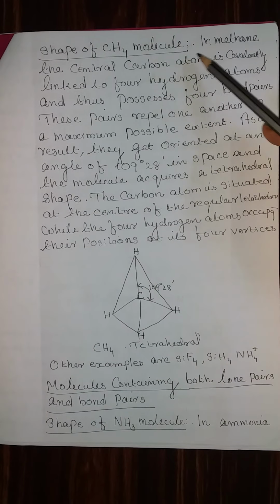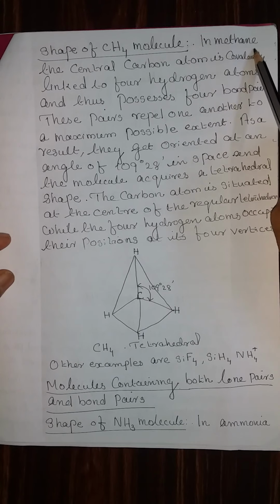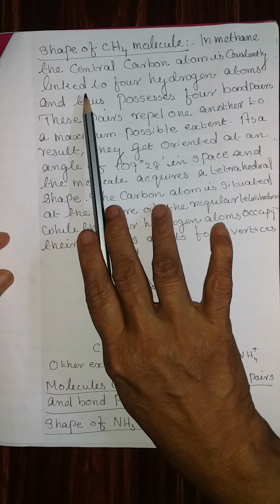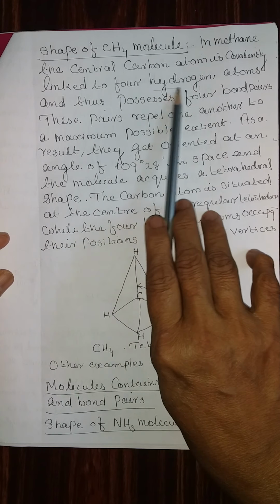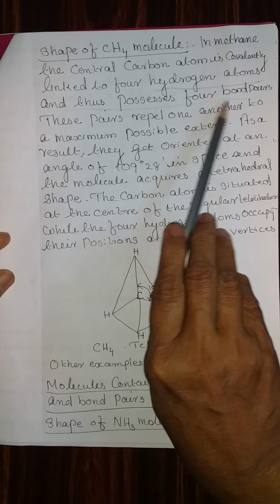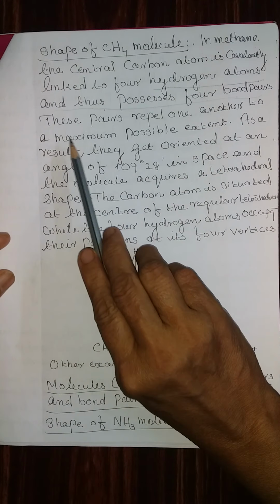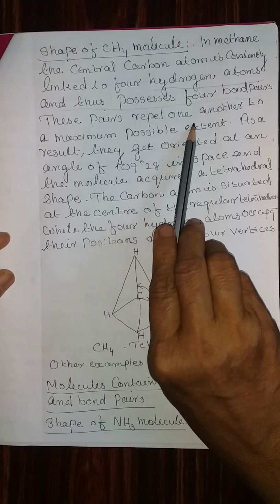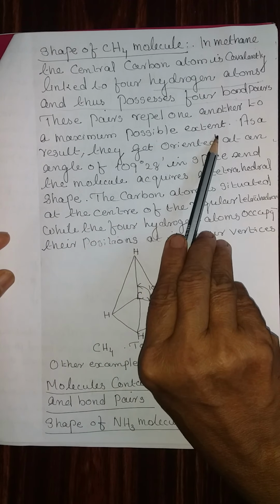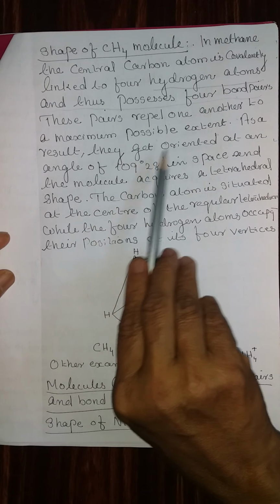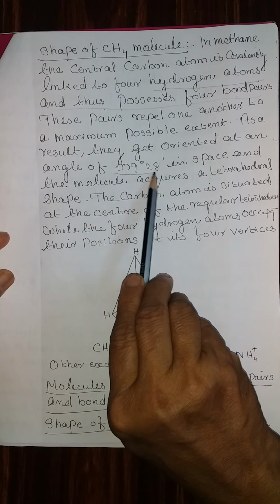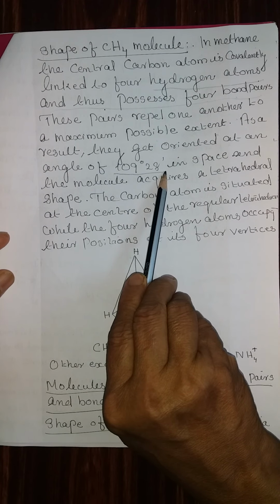Shape of methane molecule. In methane, the central carbon atom is covalently linked to 4 hydrogen atoms and thus possesses 4 bond pairs. These pairs repel one another to the maximum possible extent. As a result, they get oriented at an angle of 109 degree 28 minutes. Fill in the blank question.